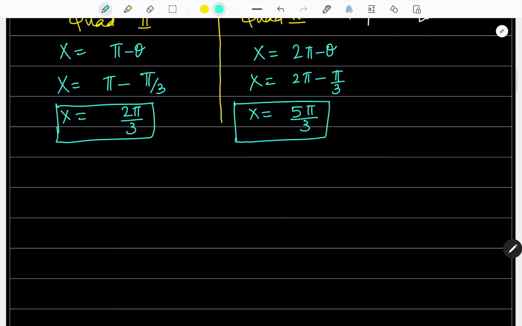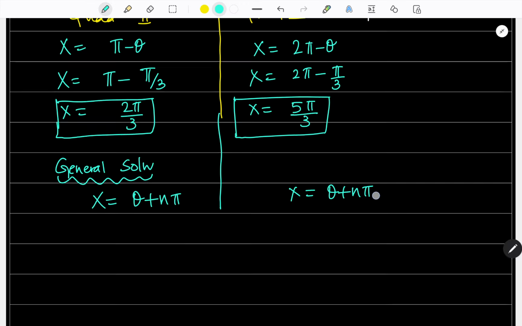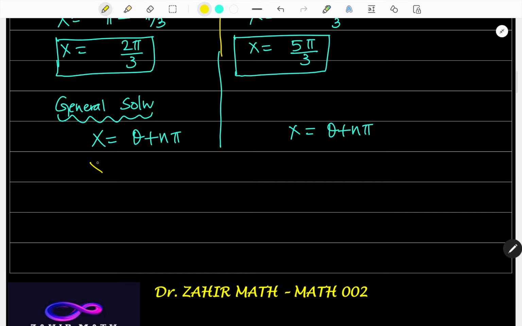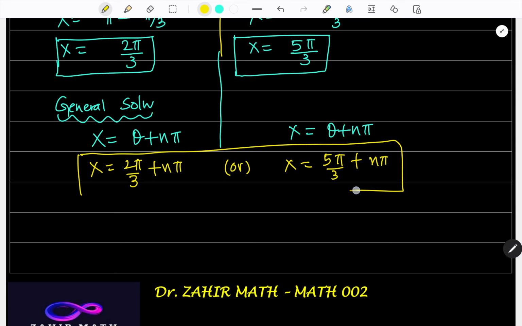Okay, now what will be your general solution? Your general solution is related to tan theta. So if it is tan theta, what is the formula? x equals theta plus n pi. So this is going to be x equals 2 pi by 3 plus n pi, or you can write x equals 5 pi by 3 plus n pi. So these are the two answers for this question, but one more option is also there.